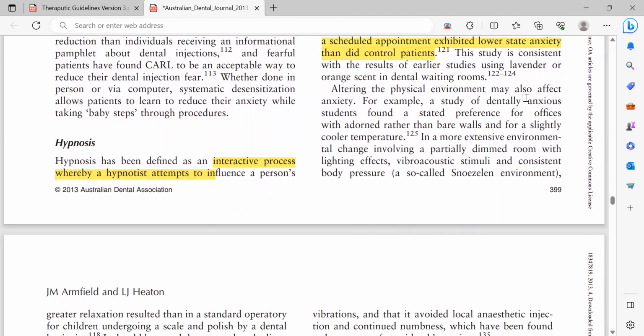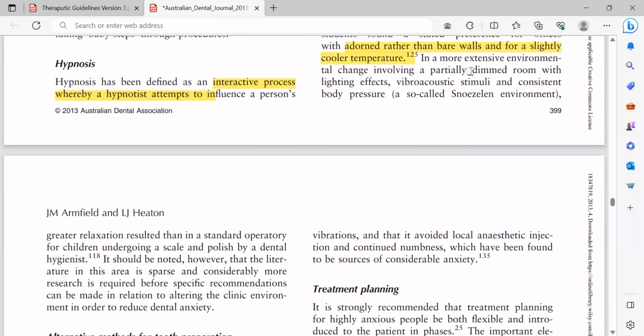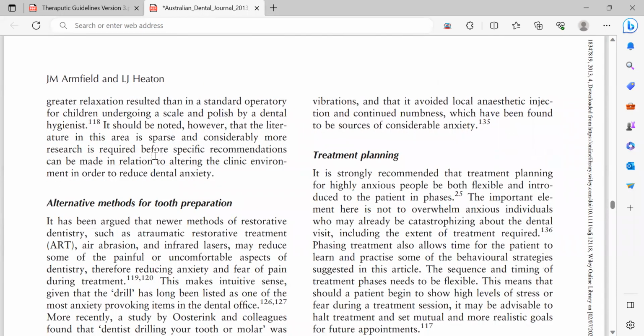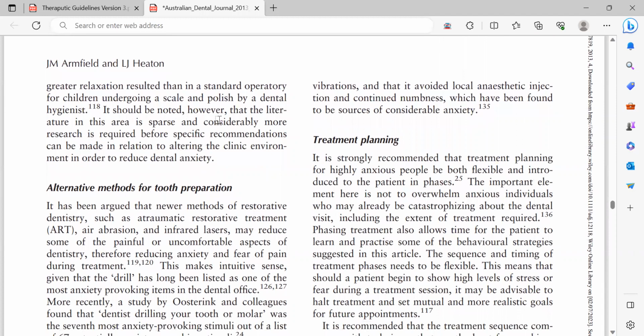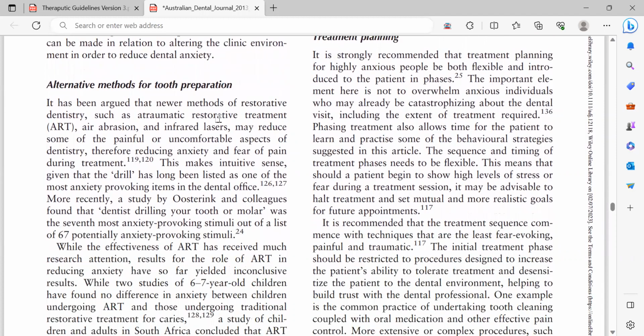A study of dentally anxious students found a stated preference for offices with adorned rather than bare walls, and for a slightly cooler temperature. In a more extensive environmental change, involving a partially dimmed room with lighting effects, vibroacoustic stimuli, and consistent body pressure. These are some of the strategies that you can use in your surgery to deal with the patient's anxiety.